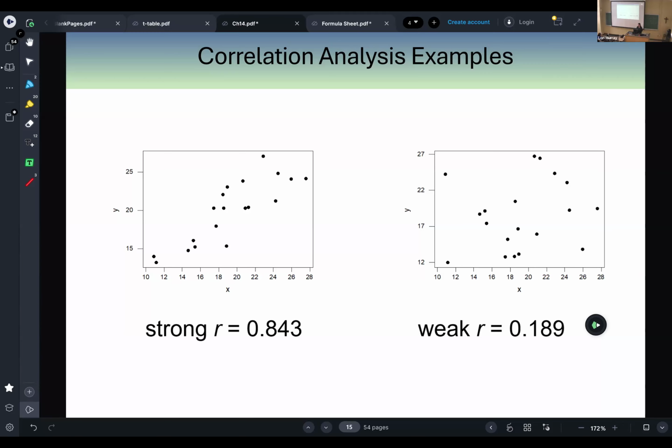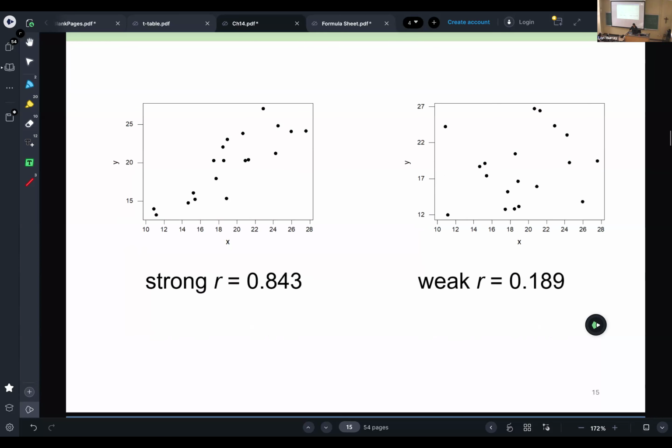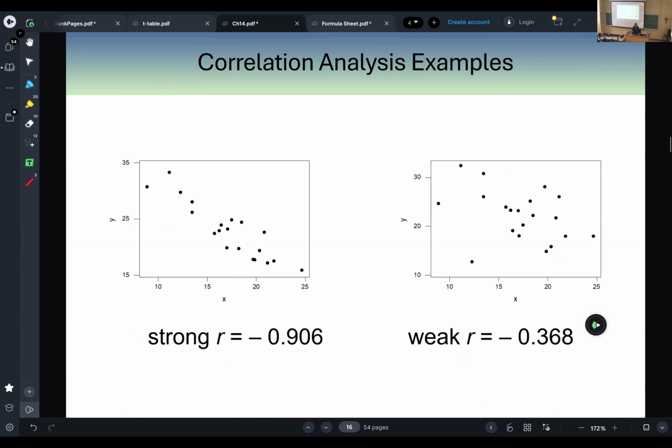As it gets weak like that, it starts to get difficult to see if it's negative or positive. That's when getting the numbers actually helps. Get that number. You can see it's still positive, but it's a very, very weak relationship. And then here, negative, strong, -0.9. So again, values close to -1 will be stronger than values close to 0, like the one on the right, -0.368.